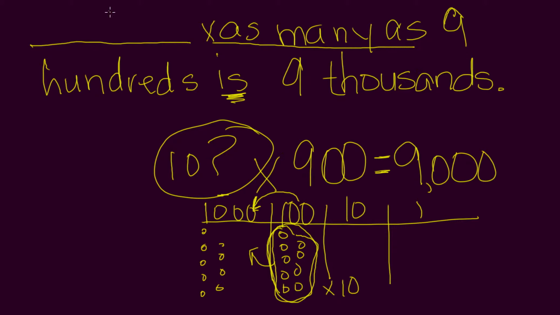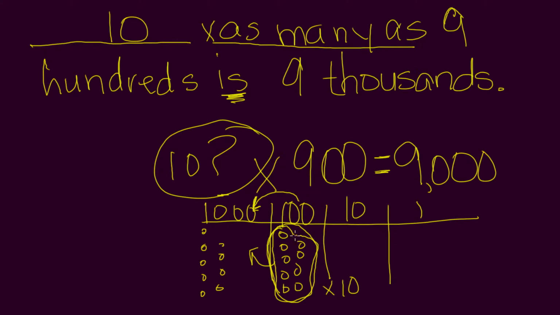So 10 times as many as 9 hundredths, so 10 times as many as 9 hundredths is 9,000. So basically something times 900 had to be 9,000. So you were taking all these 9 hundredths, timesing them all by 10, and when you do that, you're going to get 9 groups that you have to move over to here.